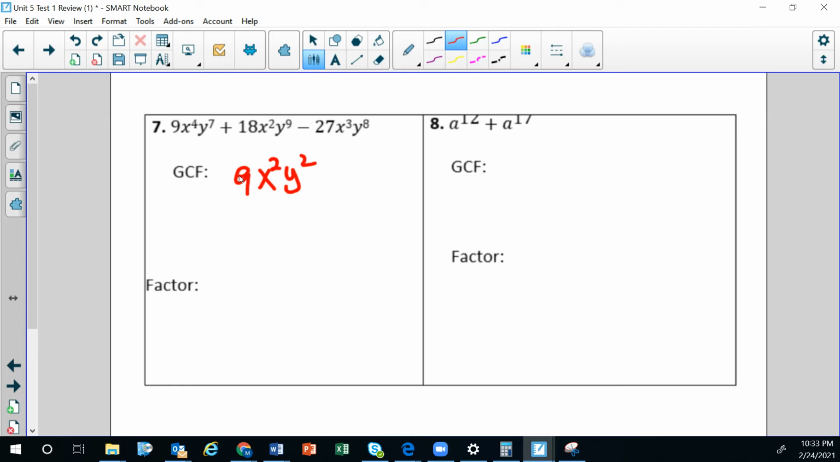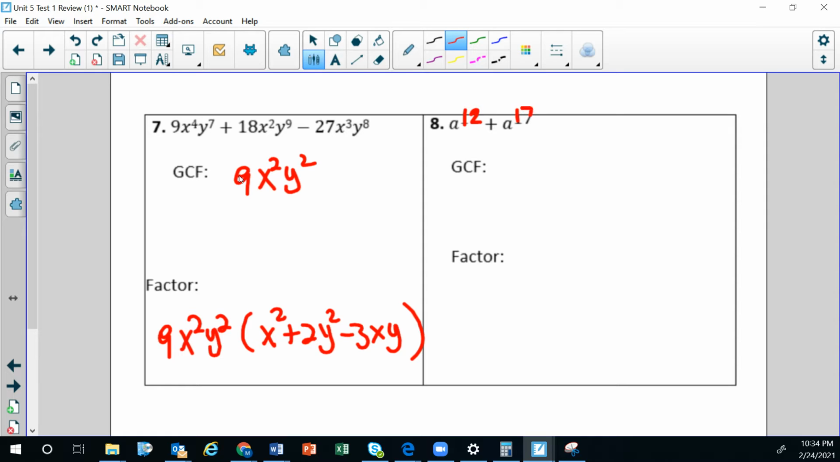And the factor is just going to be 9x squared y squared. Okay. And then I'm going to have x squared plus 2y squared minus 3xy. Okay, I hope I didn't make a mistake on that, but that's the answer right there. And then this is a 12. All right, it got cut off. That's a 12 right there, and it's a 17.